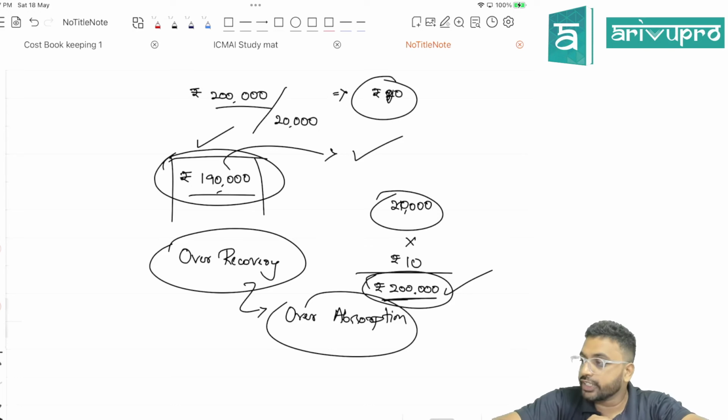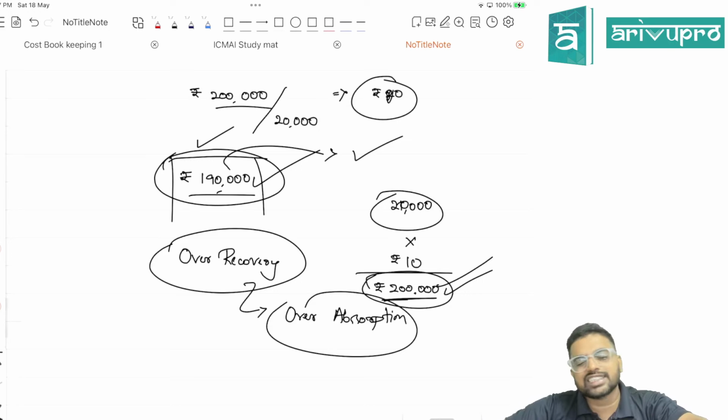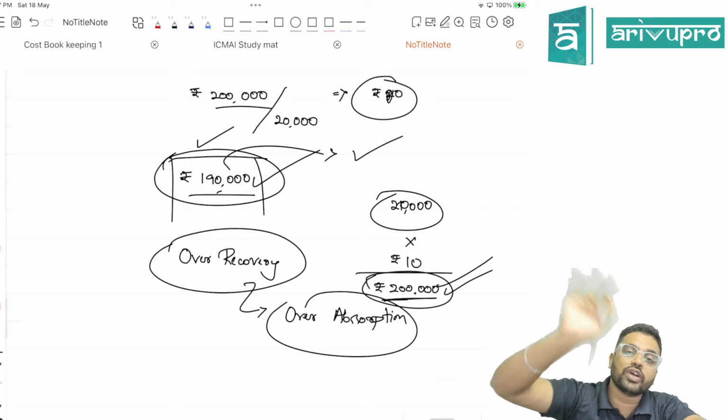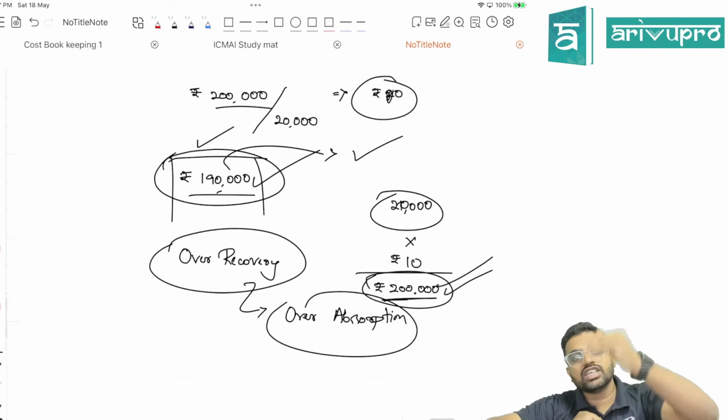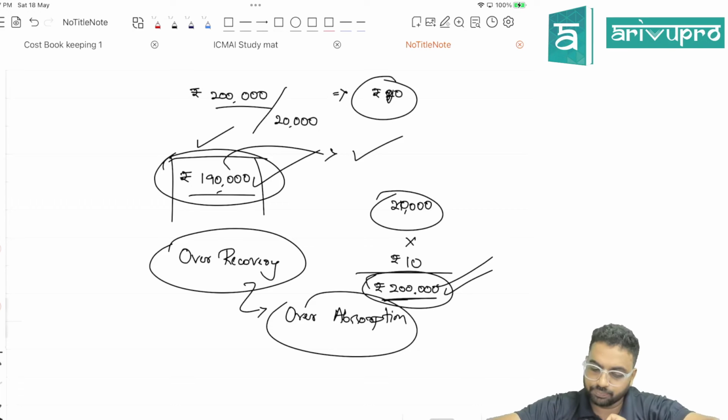So now my question is, in my financial accounts, I showed my expense as 190,000. The answer is of course yes. But in my cost accounting, I showed my expense as 2 lakh, which means I recovered more. I showed more expense in cost records, because of which the profit in cost records has reduced, as I showed more expense compared to financial accounts.